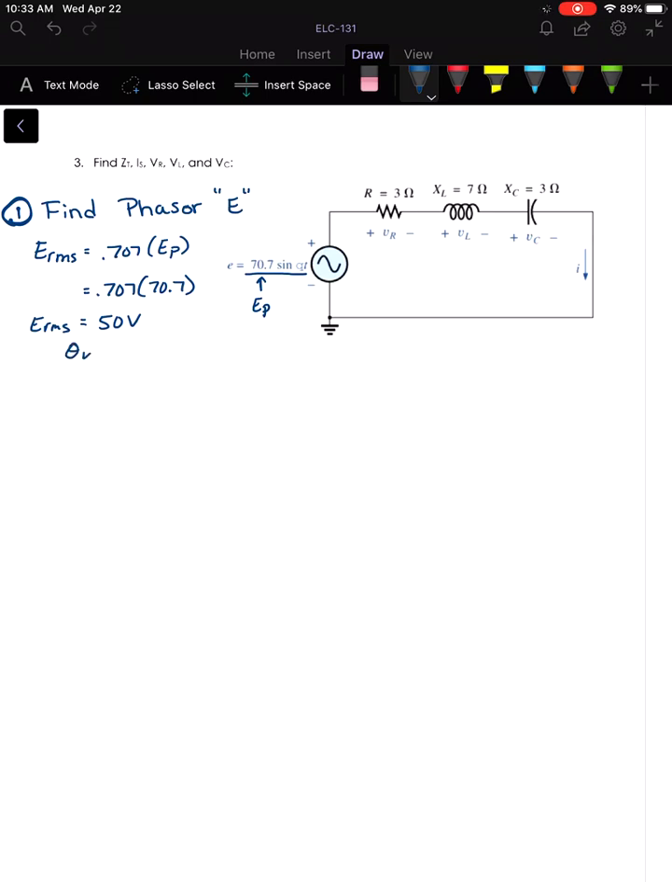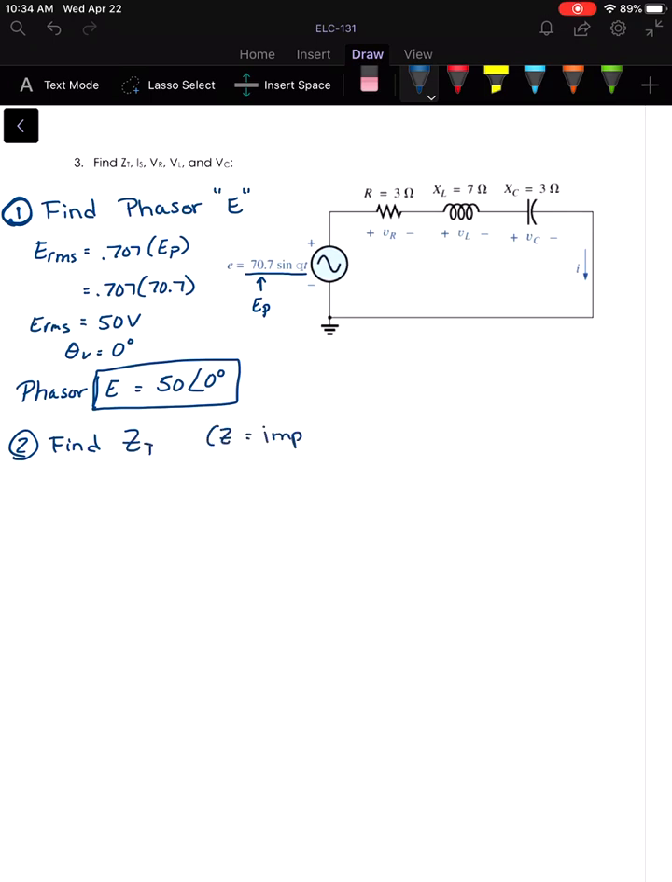And then we have no phase shift, so theta V is 0 degrees. That means the phasor voltage is 50 volts at 0 degrees. When we talk about phasors, we're just talking about the current and the voltage in that polar form representation of a complex number. So next we need to find our total impedance. Remember, Z is impedance.